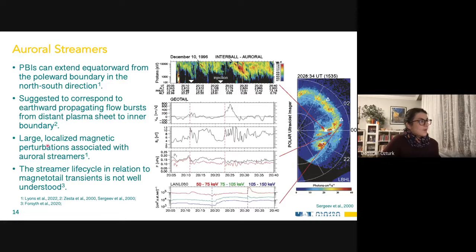And they can also create large, really localized magnetic perturbations, tracing the auroral streamers in the ground magnetometer signatures. And their life cycle in relation to the magnetotail transient events is also still an open question.